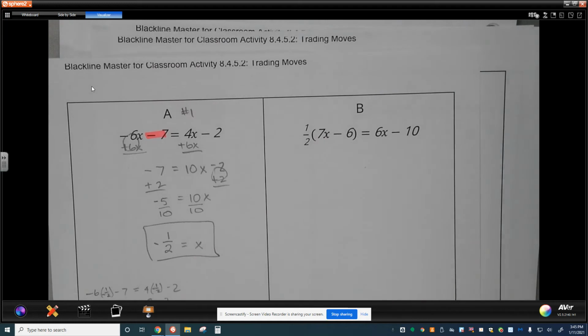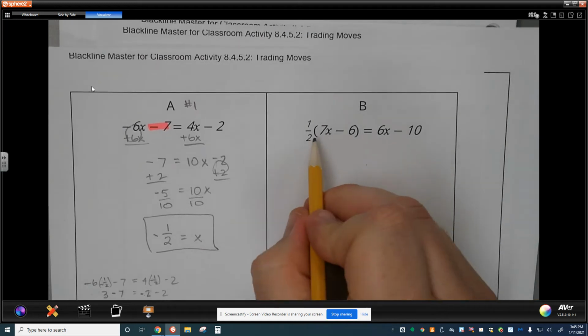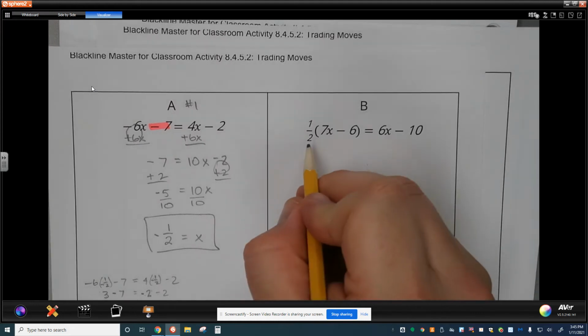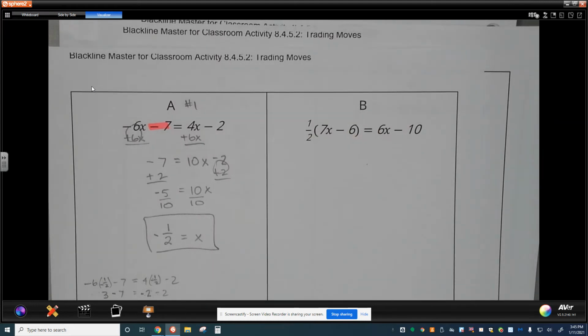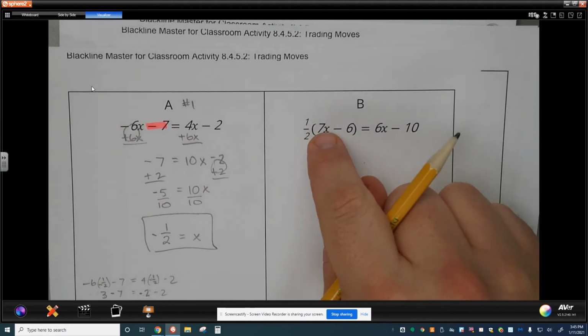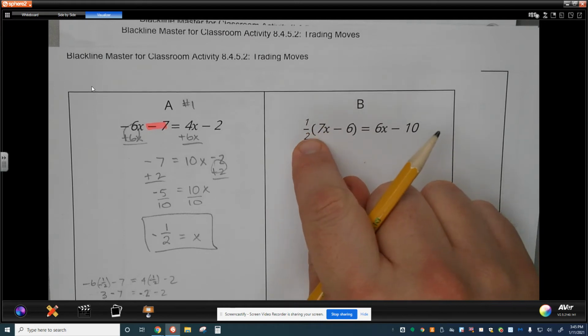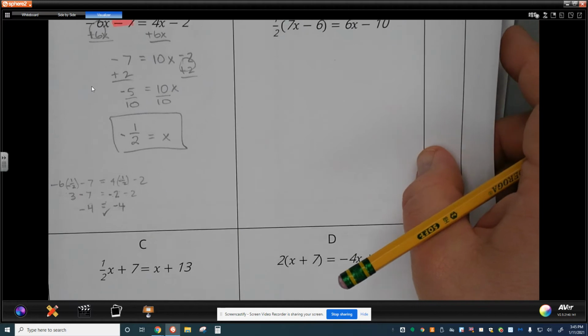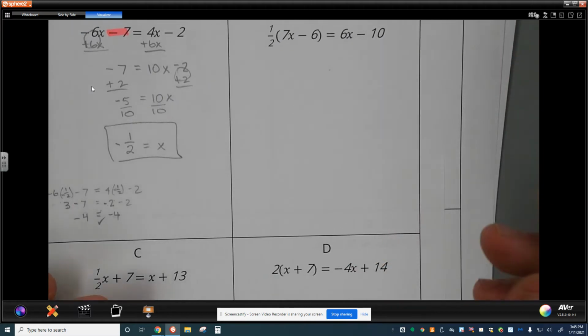Letter B. This one. Oh my goodness, I see a fraction at the beginning. That's not very much fun, is it? So what should I do? Well, my first option, what I like to do, is focus on that fraction. How could I eliminate that fraction? And how can I do it equally? Well, in this case, let's come back to that one. Let's look at letter D first. And we'll look at these kind of concurrently.